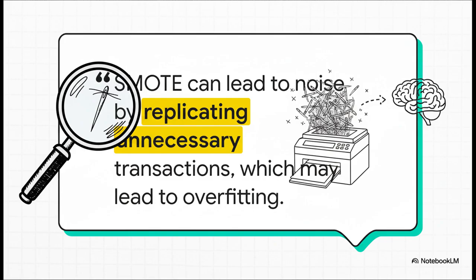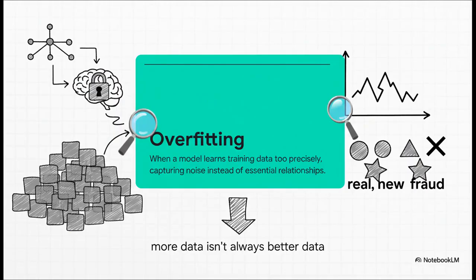And this quote just nails it. It's like photocopying the needle. Yeah, you've got a bigger pile of needles now, but they're all just fuzzy, blurry copies of the original. This actually introduces a ton of noise into the data that can end up confusing the AI more than it helps. This leads to a classic problem in AI called overfitting.